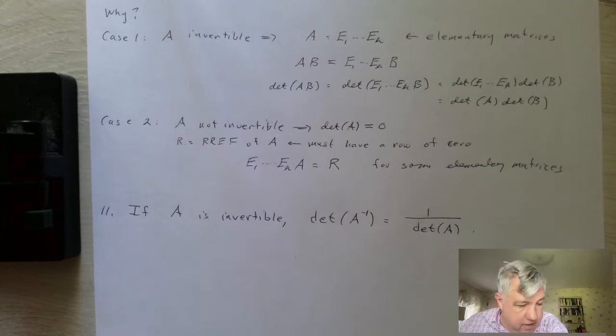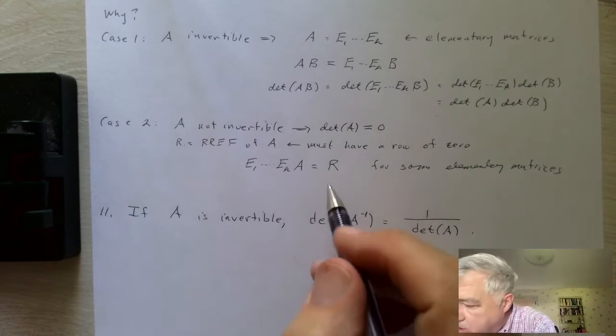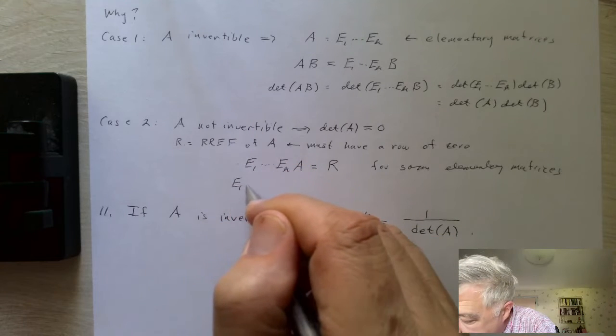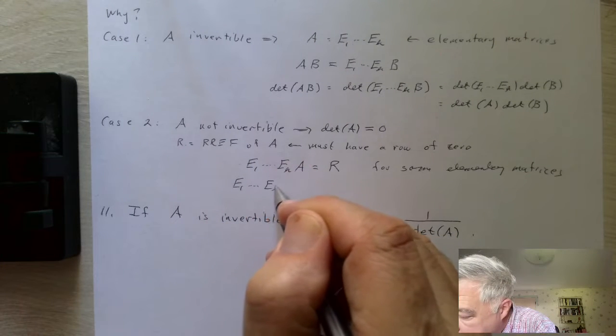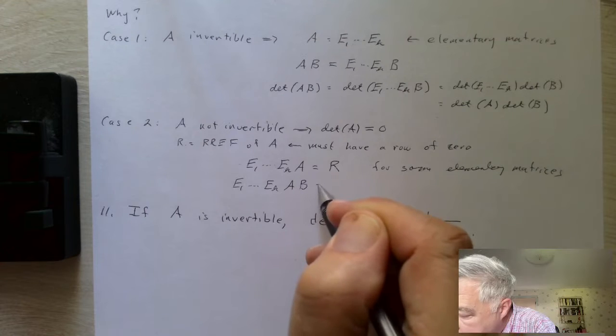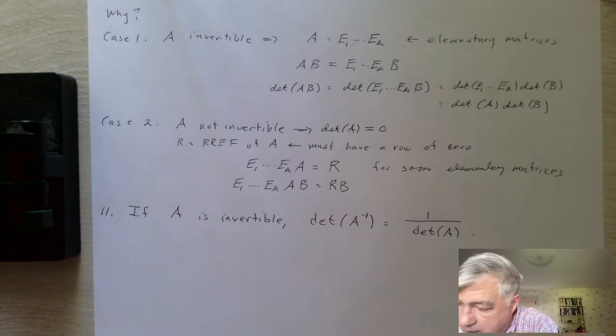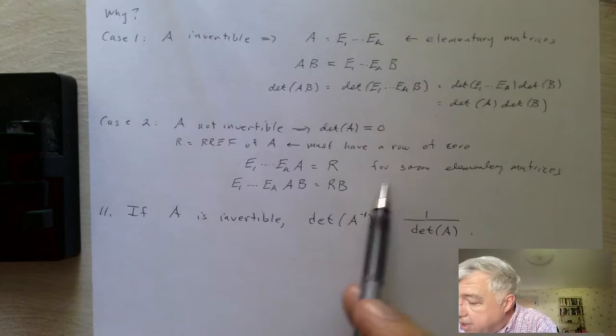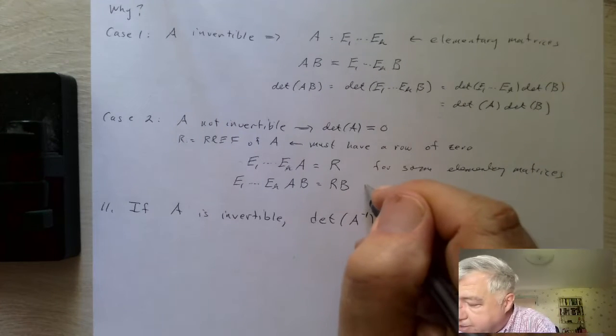All right, and then we're going to multiply both sides by B on the right. And you can check that because R has a row of zeros, RB must have a row of zeros.